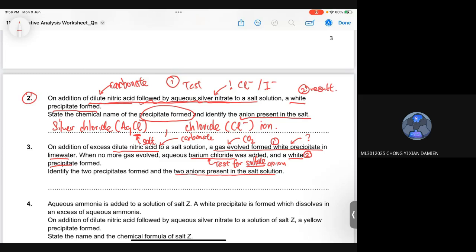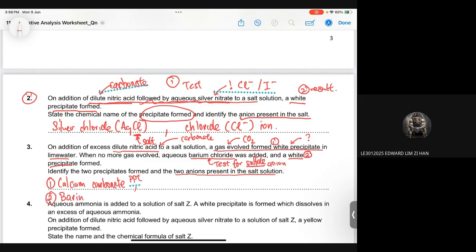Edward, you help me. I know you can talk. Edward, come. What's the first white precipitate? Okay, if you do test for carbonate, a gas evolved. Calcium carbonate. Okay, so your first precipitate formed is calcium carbonate, which is the white precipitate formed in lime water. So this is the first precipitate. Can you tell me what's the anion present? Barium sulfate. No, that's the white. Okay, so the second precipitate is barium sulfate.